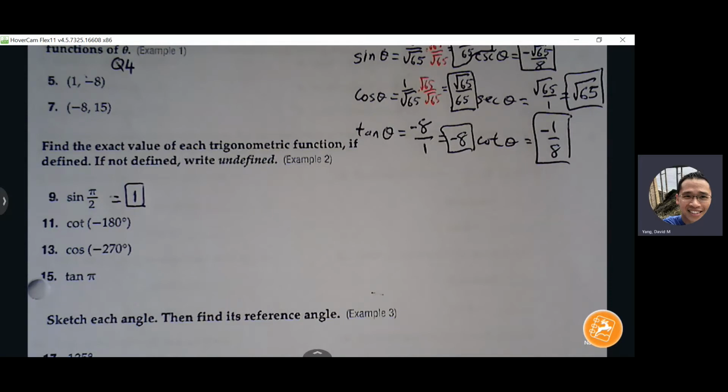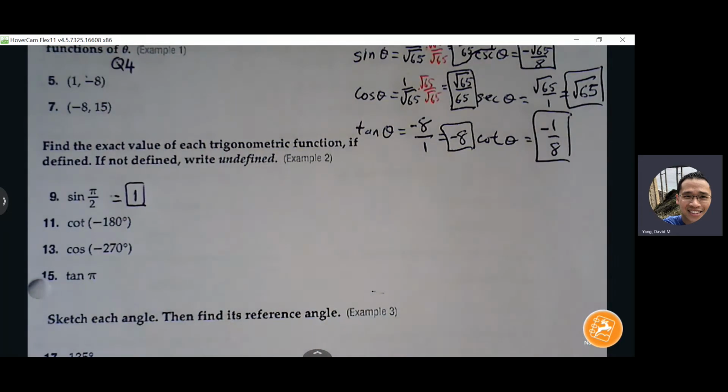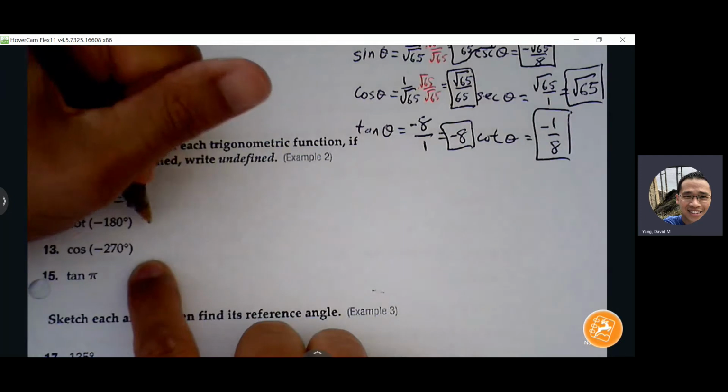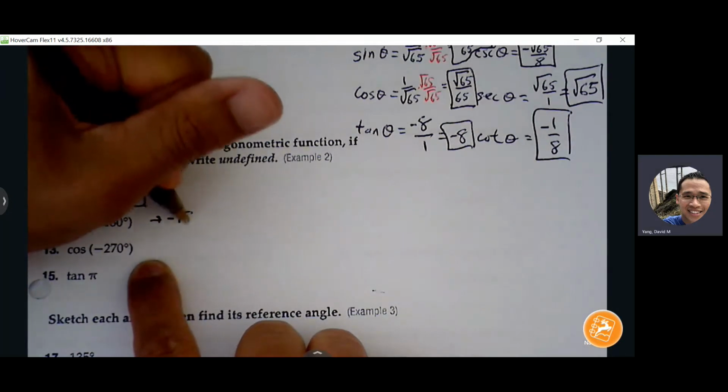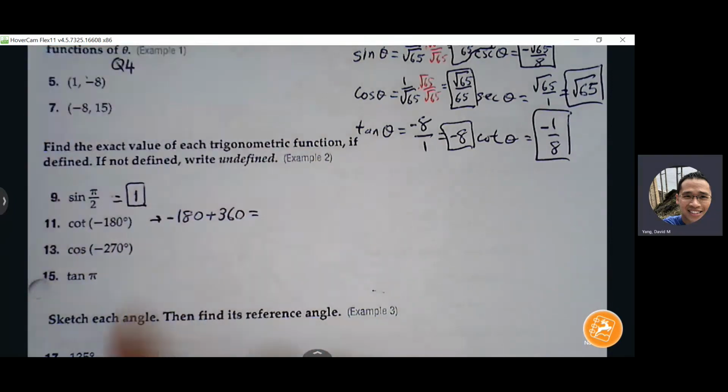For number 11, if an angle doesn't live inside our proper range, what can we do to it? Add or subtract 360, or add or subtract 2 pi, depending on which form you have. So let's worry about getting that negative 180 into something that feels easier to interpret.